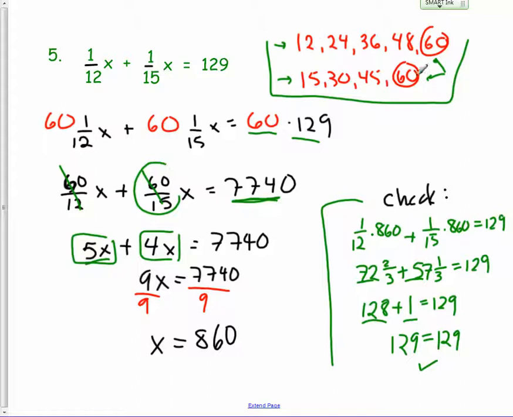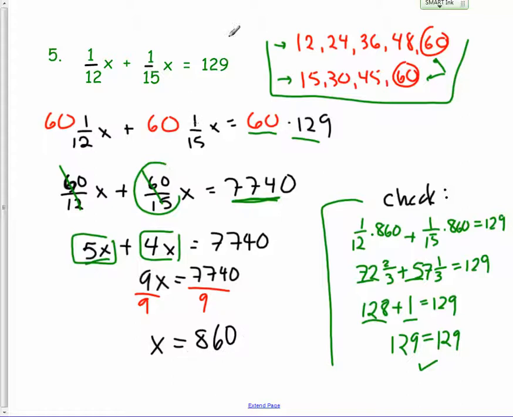Number 5, to clear these fractions, you have to look at the multiples of 12 and the multiples of 15 until you get a common multiple, and it's 60. Multiply every term by 60. 60 times 1 over 12 is 60 twelfths x. 60 times 1 over 15 is 60 fifteenths x. And 60 times 129 is 7,740. Now simplify these. 60 divided by 12 is 5, so that's 5x. 60 divided by 15 is 4, that's 4x. Combine your like terms, divide both sides by 9, and you get your solution, 860.